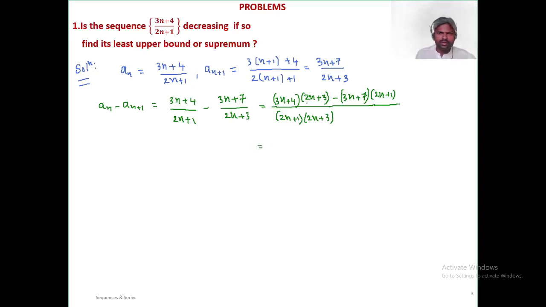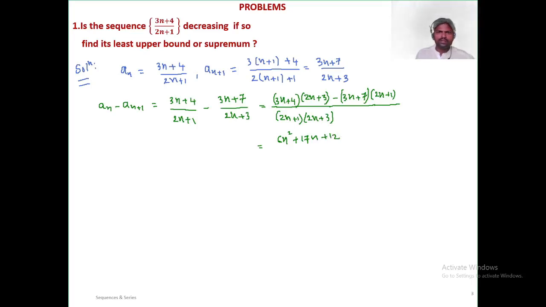So 3n into 2n, total 6n square. Then 3n into 3, which is 9n, plus 4 into 2n, which is 8n. How much? 17n. Next, 4 threes are 12, plus 12.